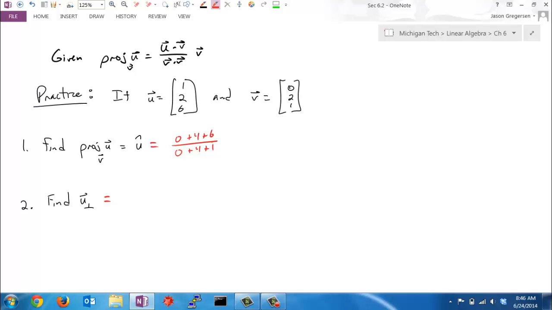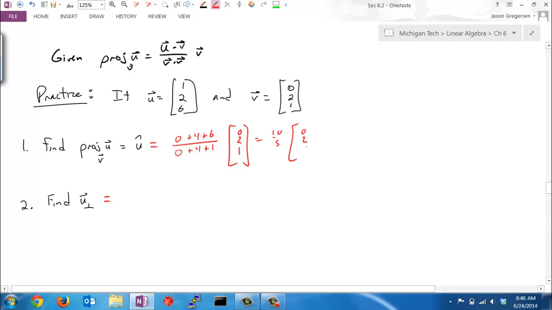Okay, u dot v over v dot v times my vector v, 0, 2, 1. I'm just scaling v. Looks like I have 10 over 5 times v. It's just 2 times v, so it's just 0, 4, 2. So that vector is my projection vector. It's the projection of u onto v. Now to find u perp, it's just u minus the projection.